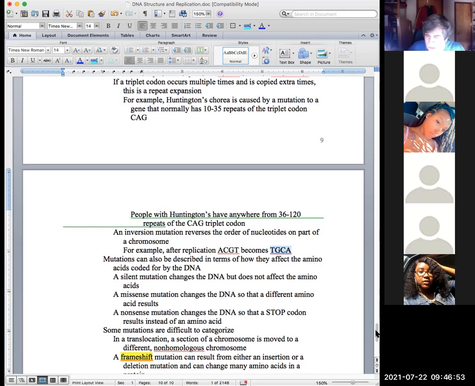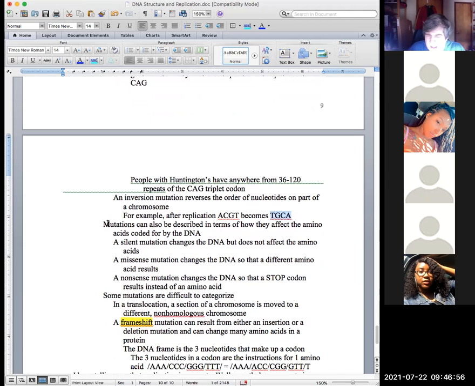Now, we can also think of DNA in terms of how the mutations actually affect the amino acids in the proteins. You can have something called a silent mutation. Now, mutations always change the DNA. So a silent mutation changes the DNA, but it doesn't affect the amino acids. You still get the exact same amino acids in the protein. So a silent mutation doesn't really cause any type of genetic disease or anything.